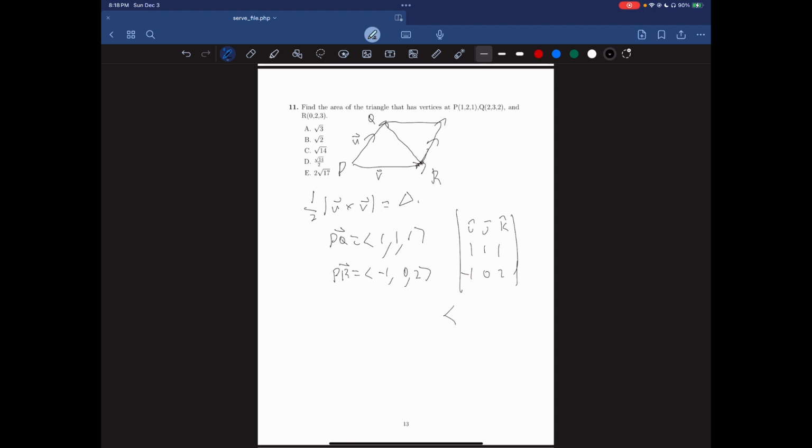i, so 2 minus 0 is 2. 2 minus -1 is 3, but don't forget the negative, so -3. And 0 minus -1 is 1.